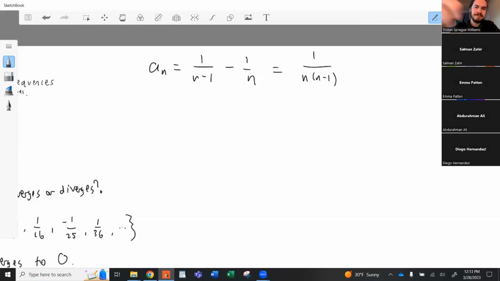It's very similar. Let's examine the series summing from 1 to infinity, 1 over n times n minus 1. Actually, we can't go from 1 to infinity. We better start at 2, because if we start at 1, we're going to have a problem: that would be 1 minus 1, which is 0. That's not gonna do. So we better start at 2 this time.